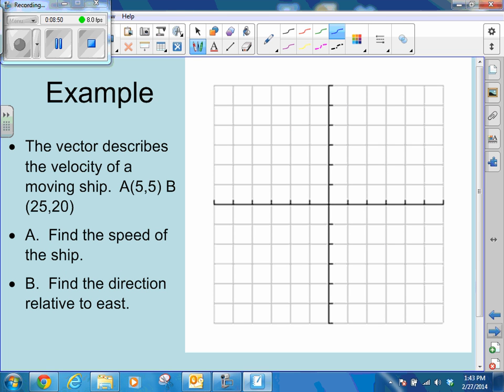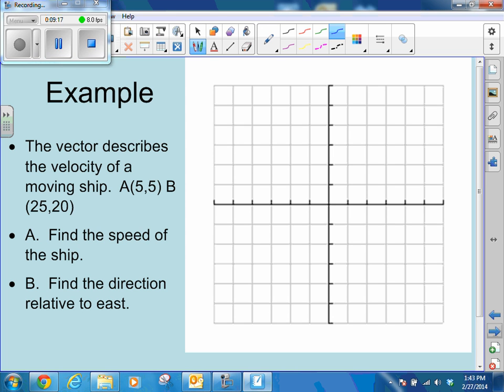All right. So try this one on your own real quick. The vector describes the velocity. So velocity has to do with speed and direction. So what is the velocity of this moving ship, when it starts at point A at (5, 5) and it ends at point B at (25, 20)? You need to find the speed, and then you need to find the direction.